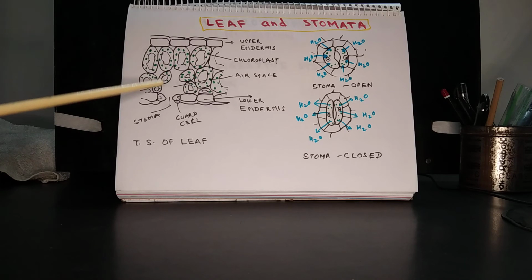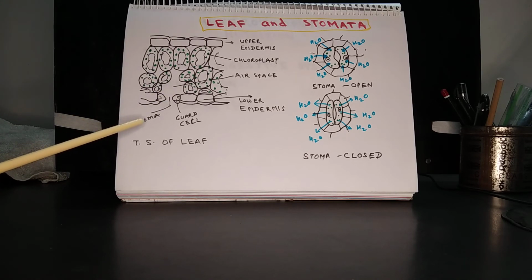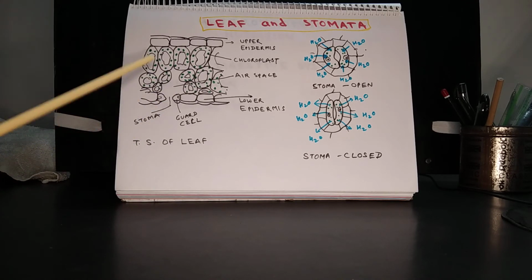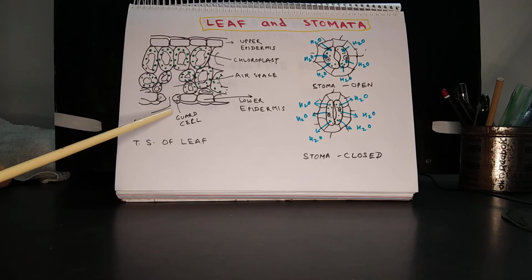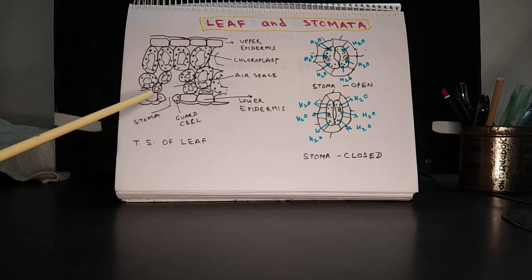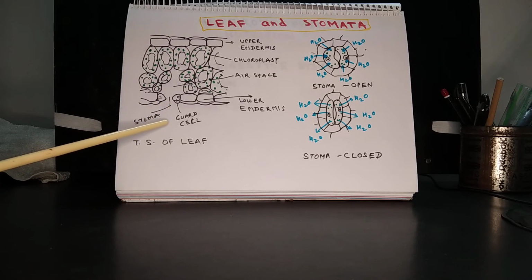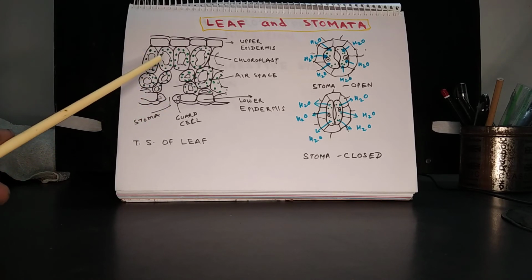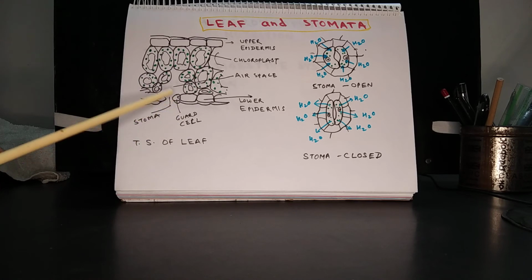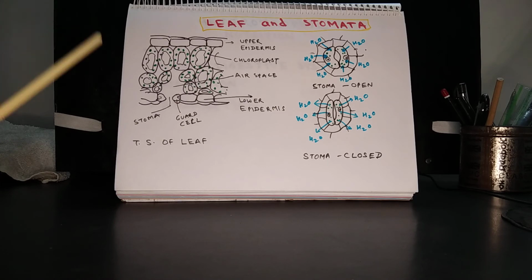There are enough air spaces between parenchymatous cells, and these air spaces open outside through stoma. A stoma is a small aperture and it is guarded by two guard cells. So the carbon dioxide enters through a stoma from here, and oxygen comes out from here, water vapor comes out from here. It provides a channel for exchange of materials in leaves.